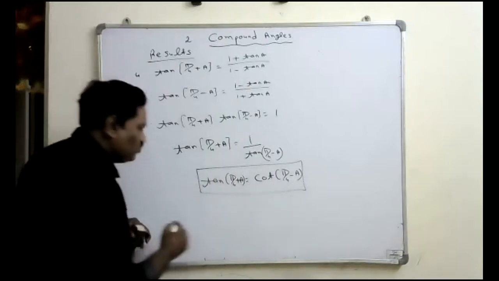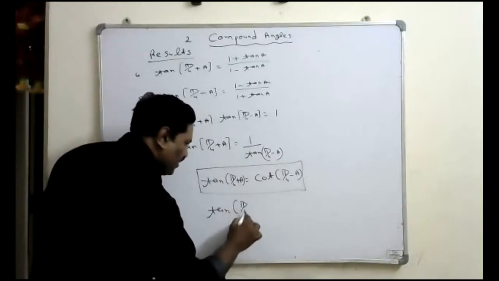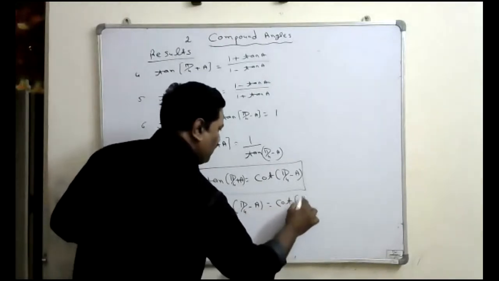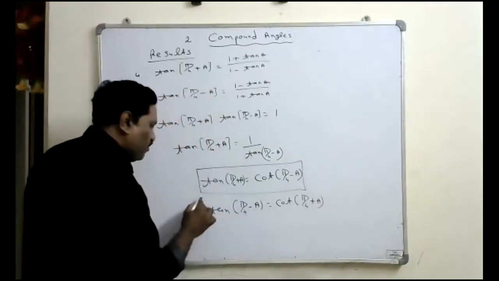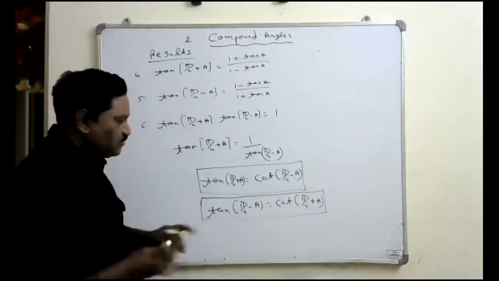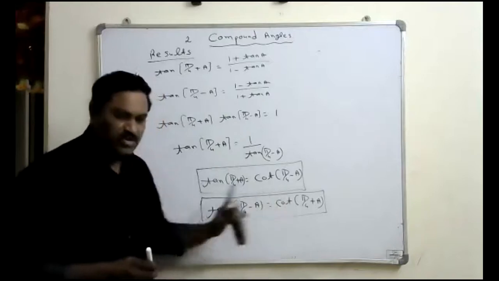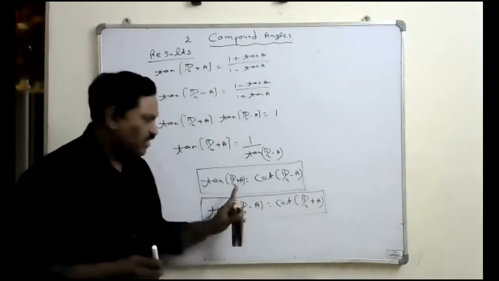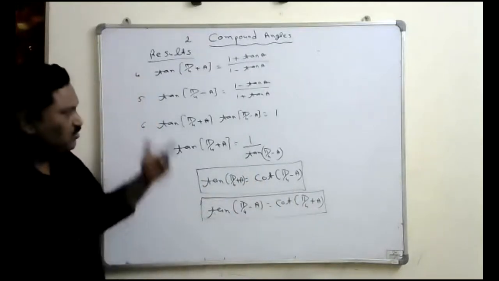So similarly, you can also prove that tan of pi by 4 minus A becomes cot of pi by 4 plus A. This is a point you have to remember, because in so many problems you are going to do this conversion. When the angle is pi by 4, if you convert tan to cot or cot to tan, you have to change the sign. If there is a minus, you make it a plus. If there is a plus, you make it a minus. So take this result.